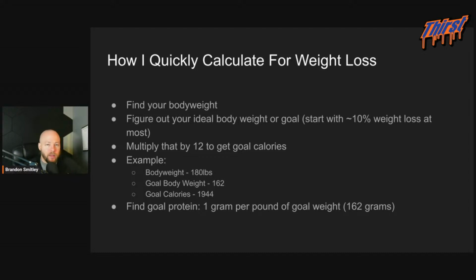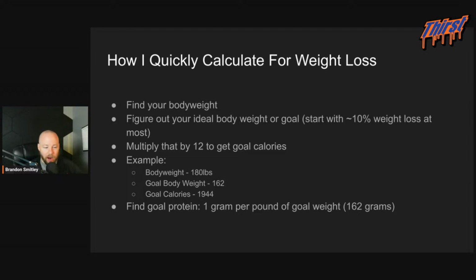So the first thing here is find your body weight. Very simple. Go step on the scale, see what you weigh. Then you want to figure out your ideal body weight or your goal body weight. And I recommend starting with around 10% weight loss at most to start, because you don't want to bite off more than you can chew. So the reason I say 10% is because, yes, you might want to lose 20%, 30%, but we also want to make it sustainable. So if you start with 10%, that's pretty realistic. So then you would multiply that by 12, and that's going to give you your goal calories that you need.